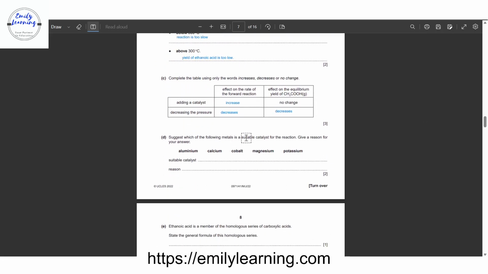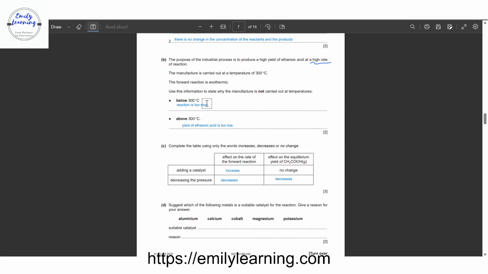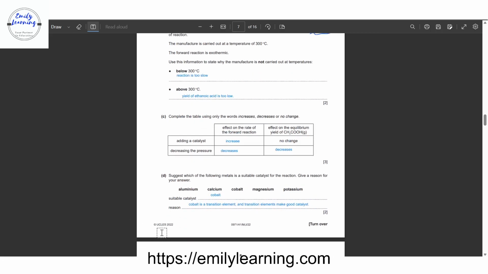Next, moving on to D, suggest which of the following is a suitable catalyst for the reaction. Give a reason for your answer. We did not learn this reaction in your IGCSE syllabus, but we do know that if we want a catalyst, we will probably choose something in the transition metal group. Aluminium is in group 3, calcium is in group 2, cobalt is a transition metal, magnesium is in group 2, potassium is in group 1. So the suitable catalyst is going to be cobalt, because transition elements make good catalysts. So you say cobalt is a transition metal, and transition metals or elements make good catalysts. So that's the answer for D.